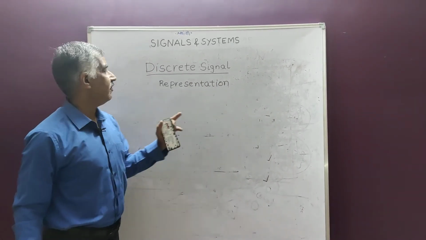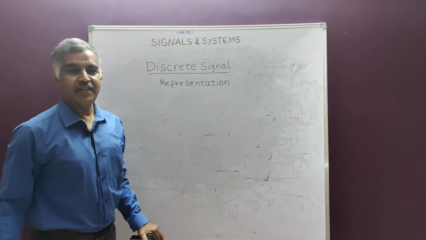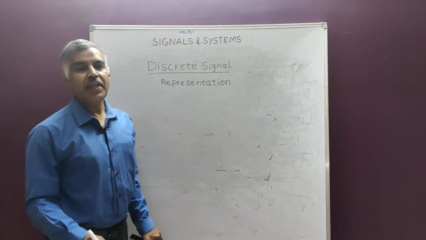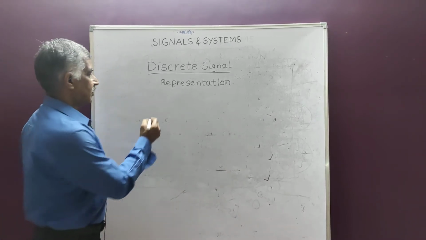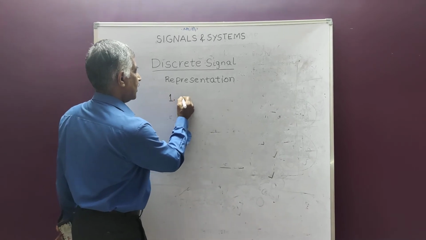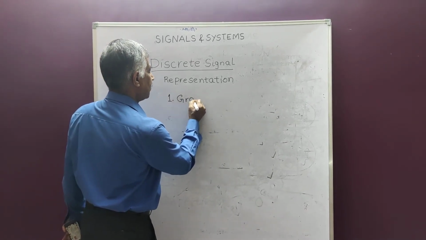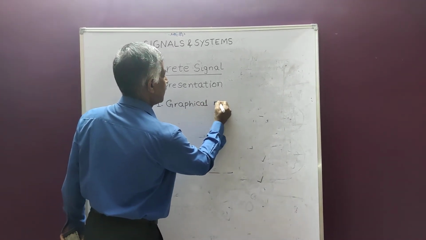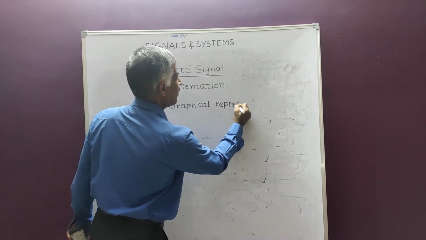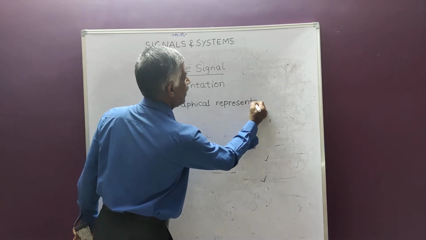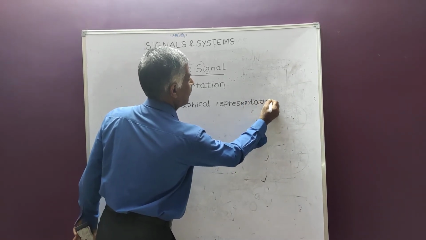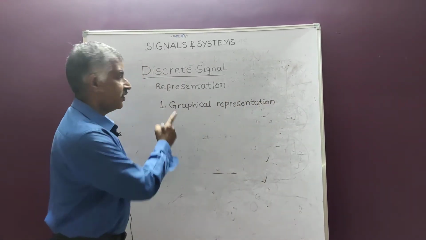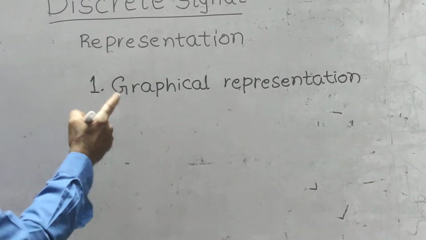How frequently do we represent discrete signals? There are 3 popular forms. Number 1, graphical representation. We saw graphical representation previously. This is a popular representation.